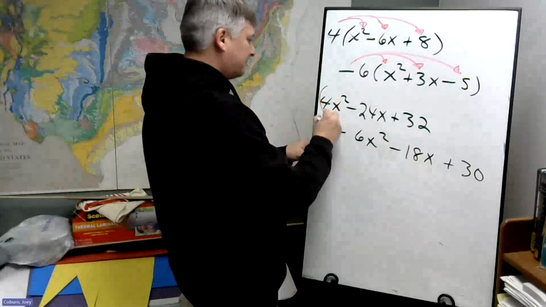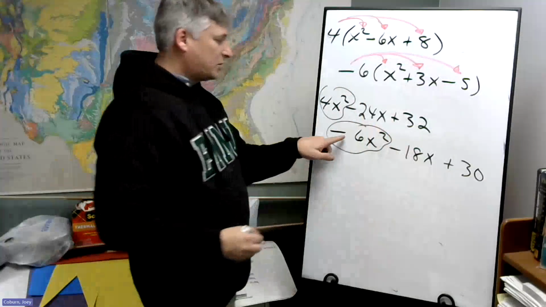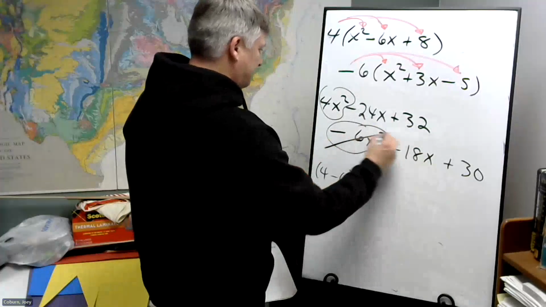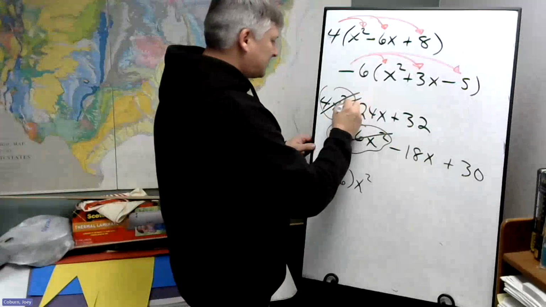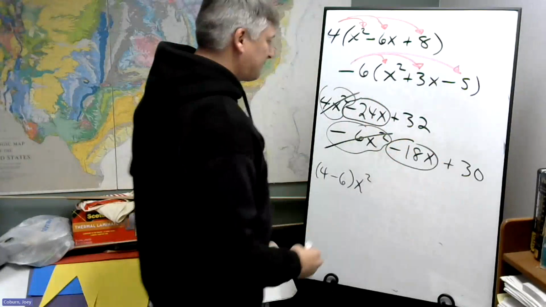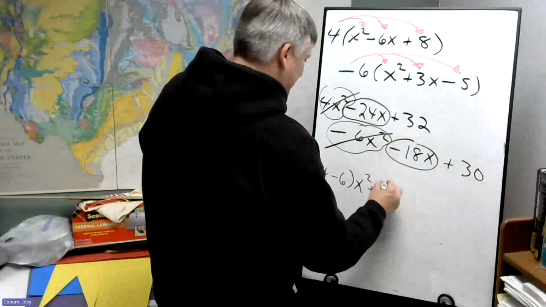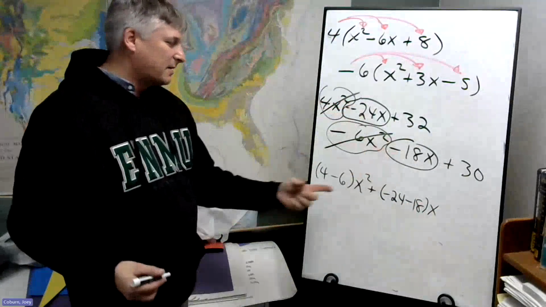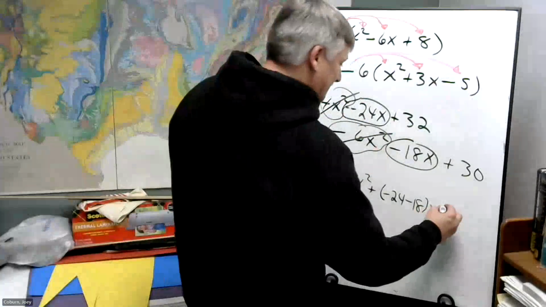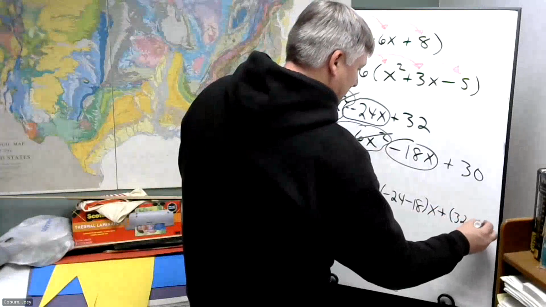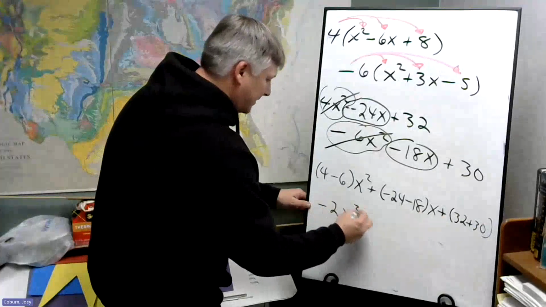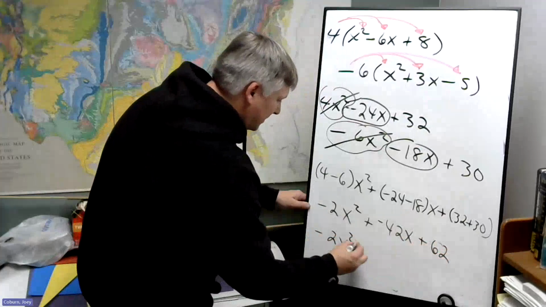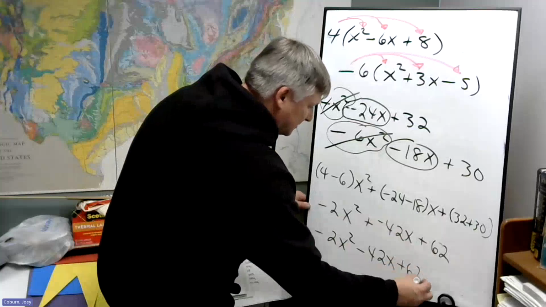So now x squared terms. Again, we include the sign. So we get 4 minus 6 x squared. Taking care of those. Now for the x terms, there's this and there's this. And again, I could just put a plus here for the next one. It's harmless to do that. Or you can just combine them and get a negative number and then just subtract if you wanted to. And then finally, 32 plus 30. So minus 2x squared plus negative 42x plus 62, or negative 2x squared minus 42x plus 62.